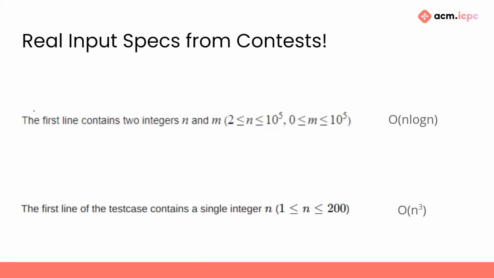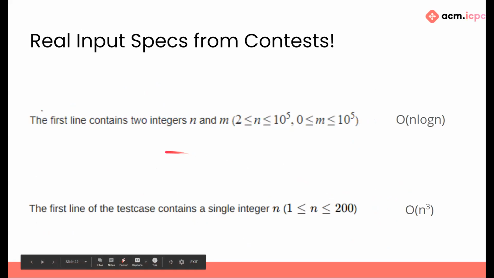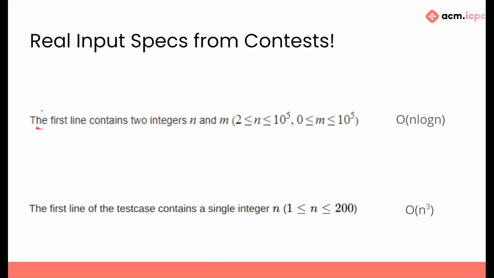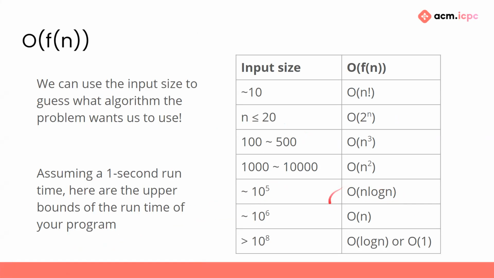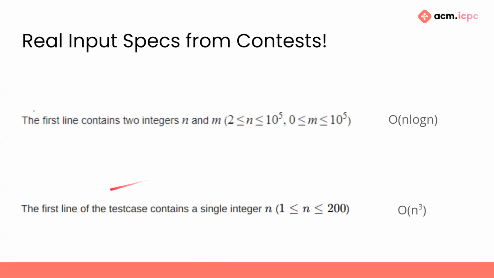Now, here are some real examples from contests I did recently. Here, the first one says the first line contains two integers n and m, each smaller than 10 to the power of 5. If we refer back to the table from the last slide, oh, I actually can't go back. Yeah, 10 to the power of 5. It tells us that our algorithm should be around O of n log n runtime.